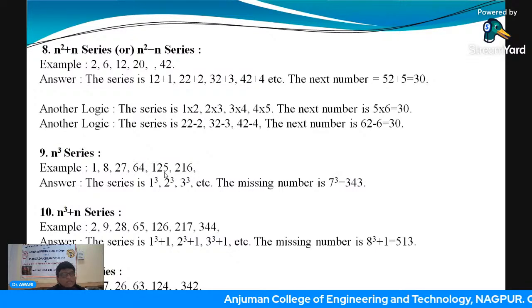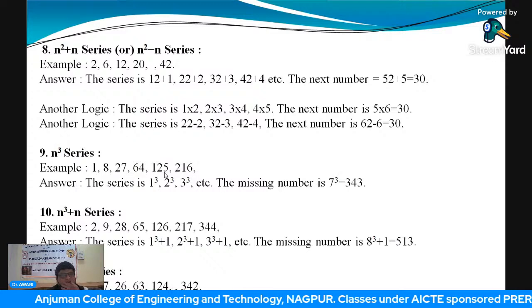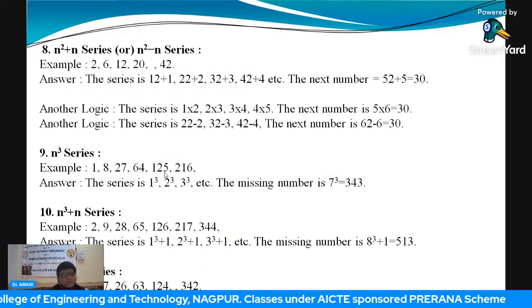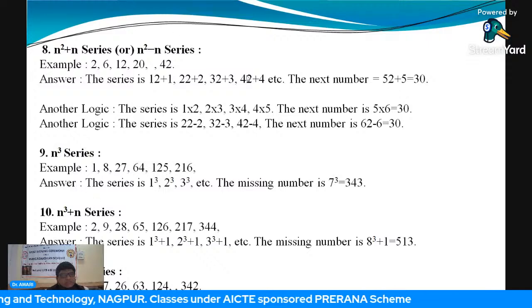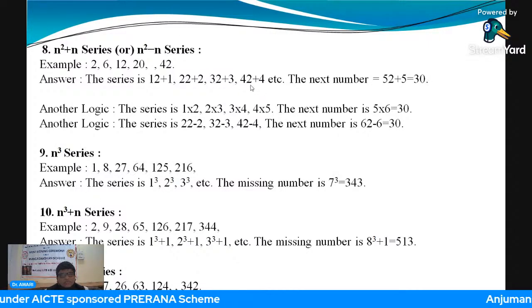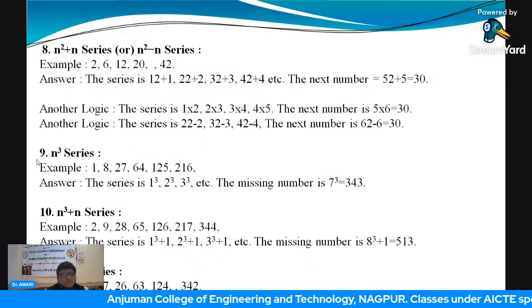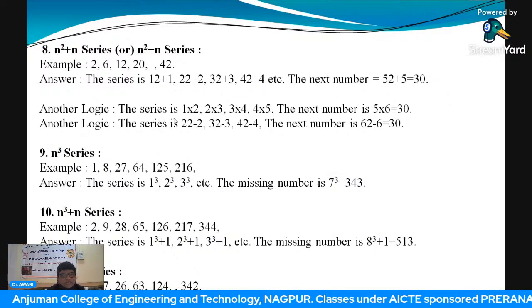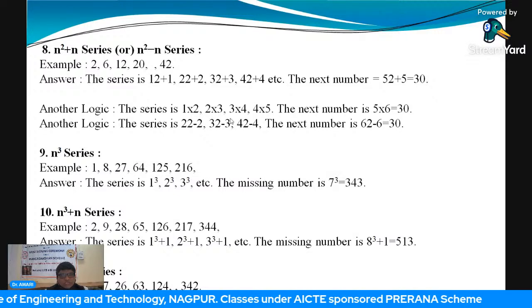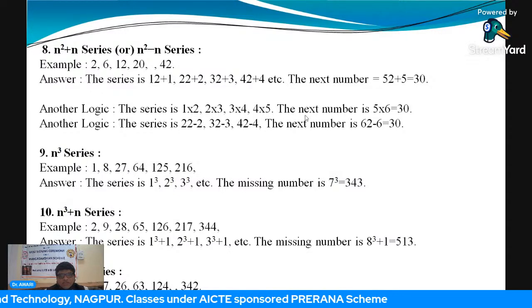Okay. An example of this kind of series is 2, 6, 12, 20, and 42. So the series is 1 square plus 1, 2 square plus 2, 3 square plus 3, 4 square plus 4, etc. So the next number is 5 square plus 5, equal to 30. Another logic: the series is 1 into 2, 2 into 3, 3 into 4, 4 into 5, and the next number is 5 into 6, 30.